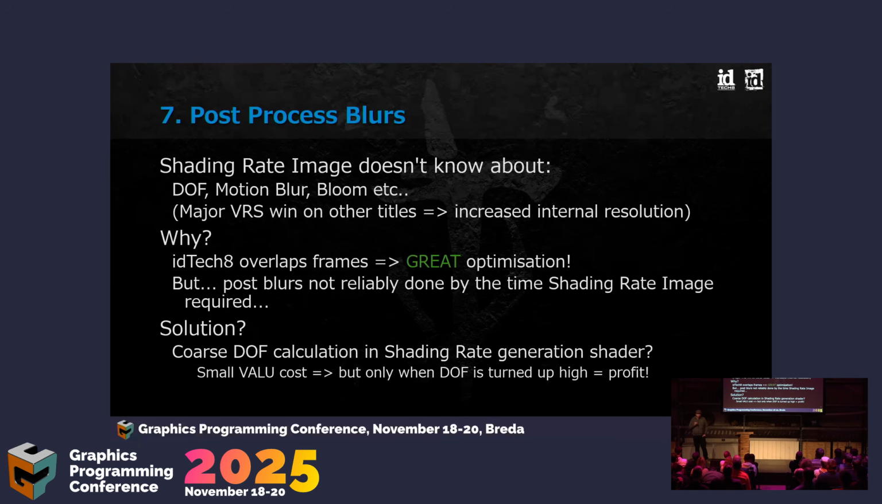Something else, games with VRS have typically got extremely good wins whenever post-processing is blurring the hell out of the image. So this is depth of field and motion blur. And unfortunately, on IDTech 8, we couldn't take advantage of that. And the reason is that IDTech 8 overlaps frames, and sometimes we needed the shading rate image before post-processing for the previous frame completed. So the solution here would just be for depth of field in particular, you can do some math in the shader and say, this is going to be blurred later on, let's just reduce the shading rate.